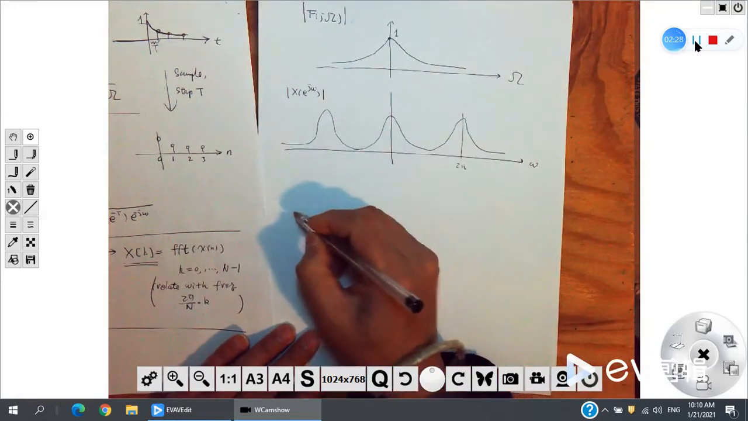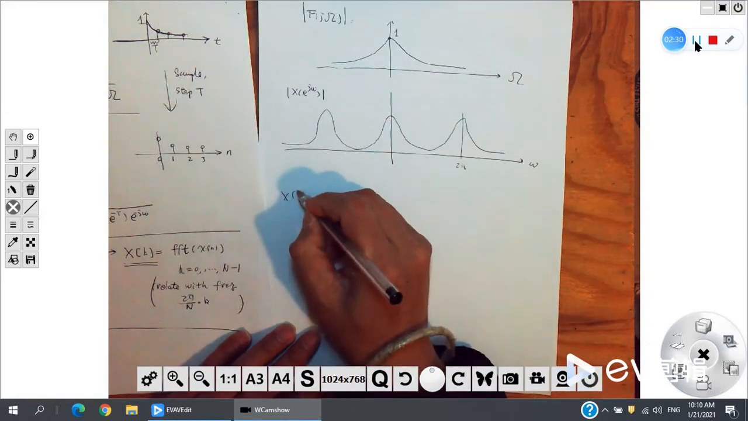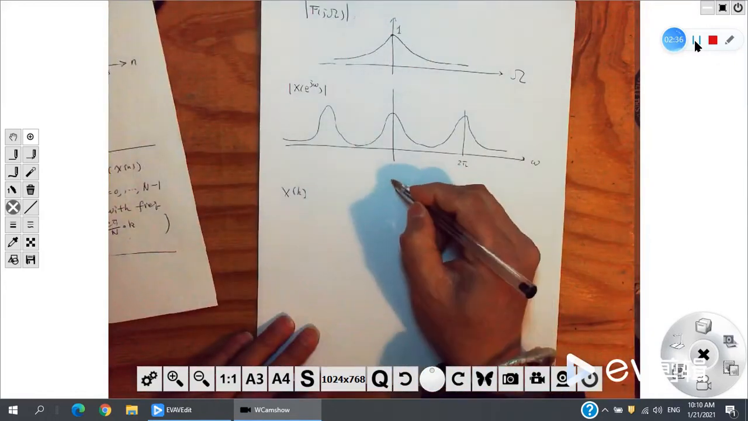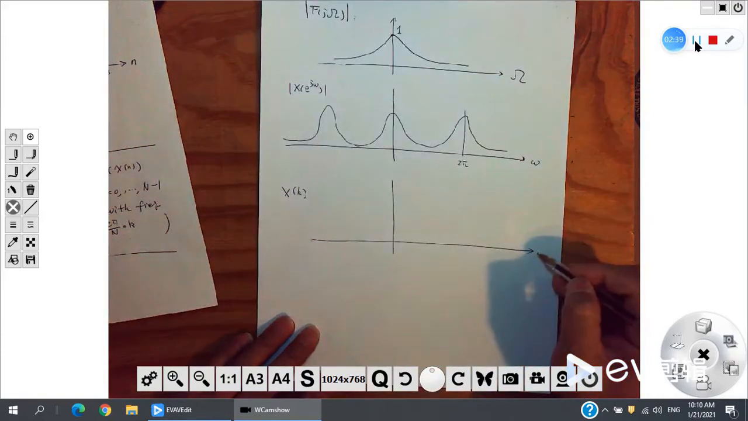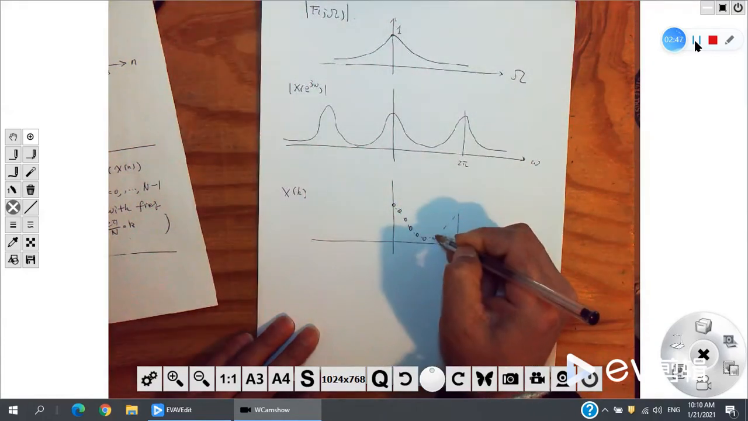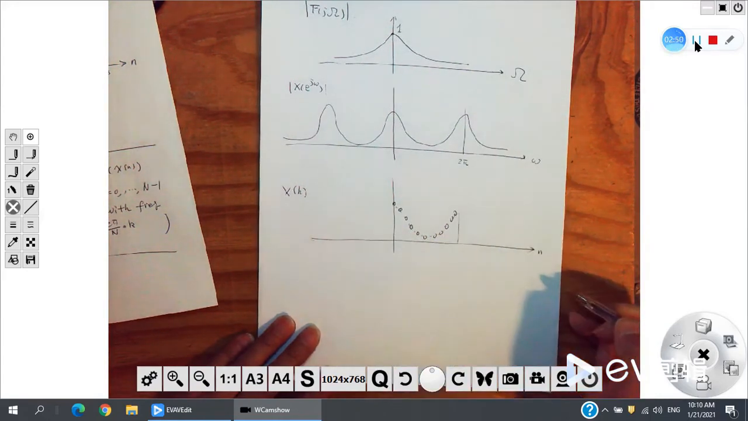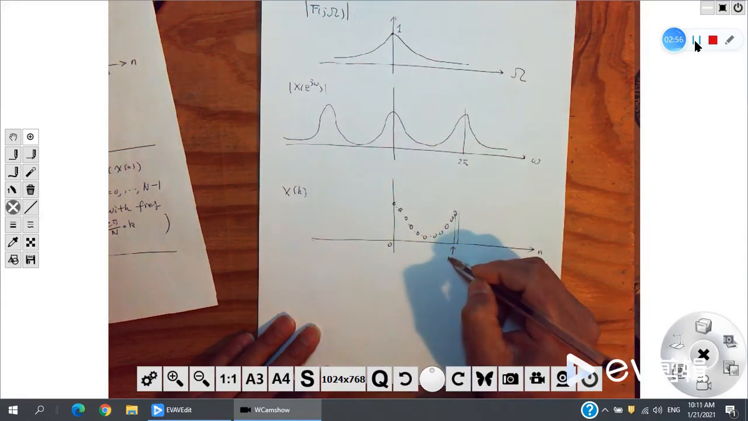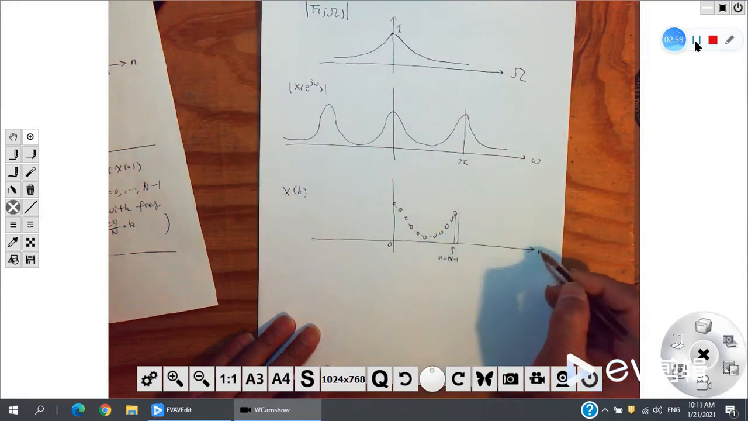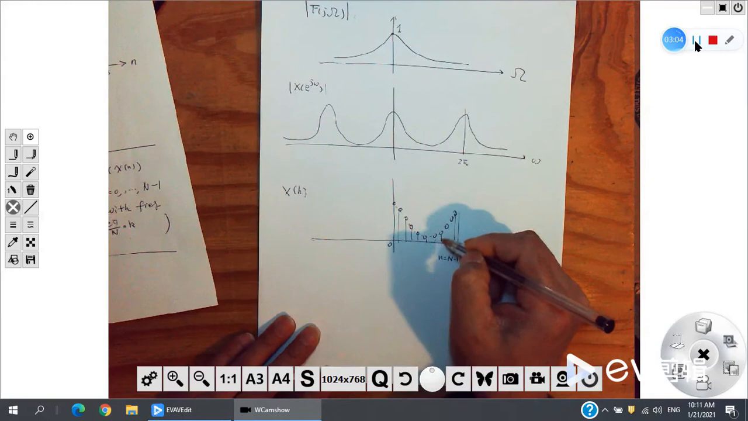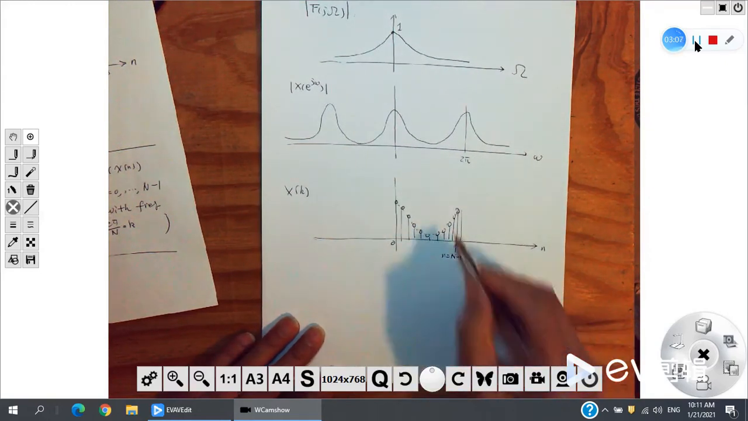And the third one, X of k. It will be some points here. This is N, so it will be some points here. Totally, this is 0, and the last point, this one, is lowercase n equal to N minus 1. So we have some points, discrete values, right? Discrete values. We have this one.